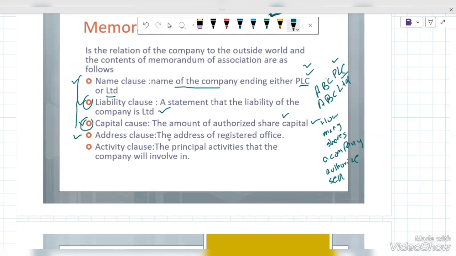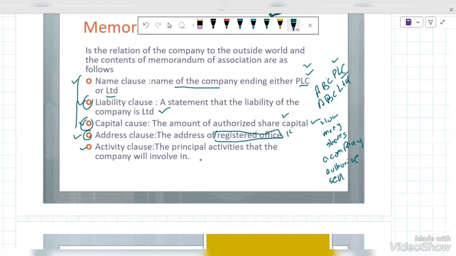It is basically the address of a registered office. Like if a company is dealing in Karachi, so the Karachi office will be registered in the registrar office, and this is the content which is included in the MOA. And the fourth one is the activity clause, like what type of activities the company will be involved in.